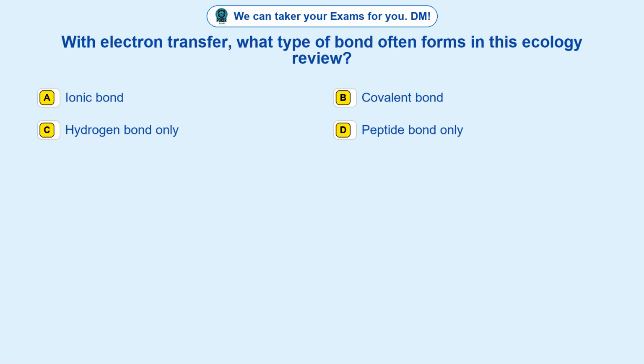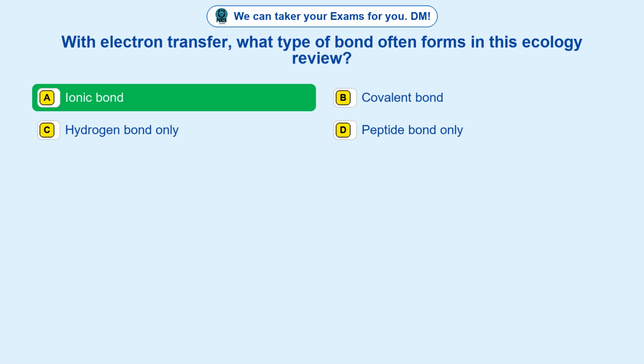Question 33. With electron transfer, what type of bond often forms in this ecology review? Option A, ionic bond. Option B, covalent bond. Option C, hydrogen bond only. Option D, peptide bond only. The correct answer is option A.